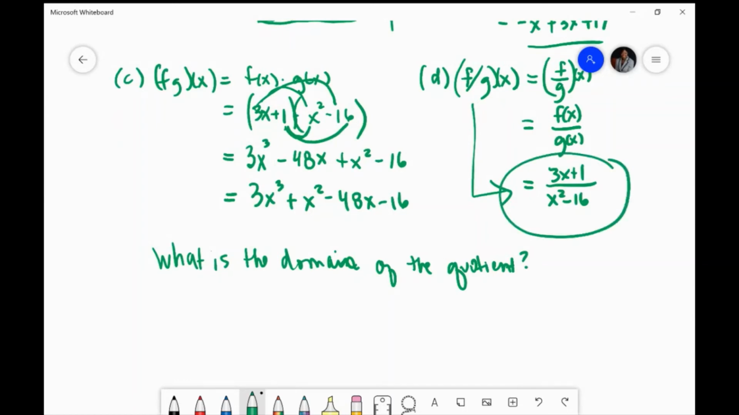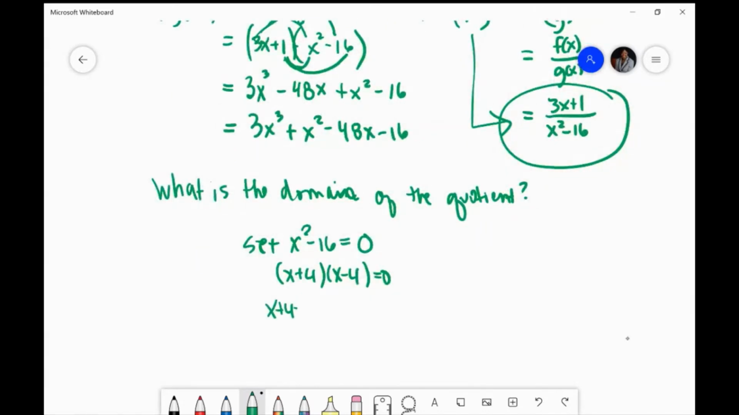How can we figure out the domain of the answer? You set the denominator to 0. Very nice. So we set x squared minus 16 equals 0. We actually don't want it to equal 0, so we're trying to find which x values will make it 0. Someone already told us the factors are x plus 4 and x minus 4, so we already did that. Then we set each factor to 0, and we get x equals negative 4 and x equals positive 4.